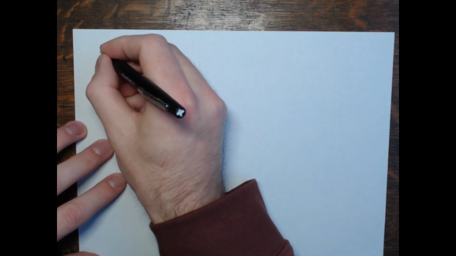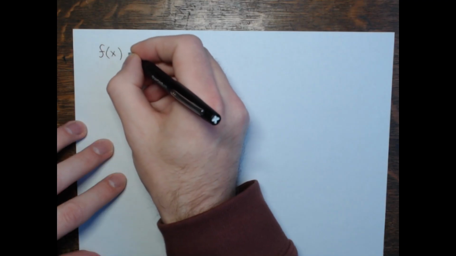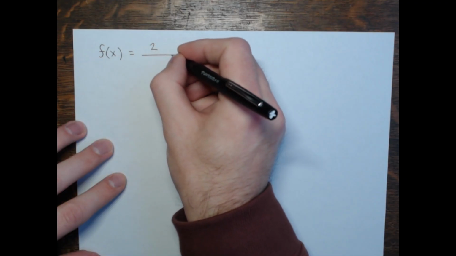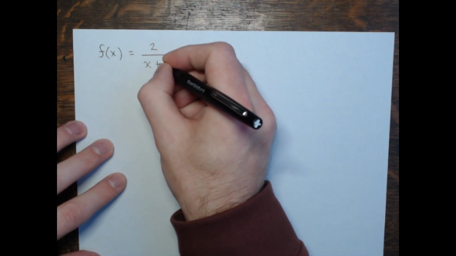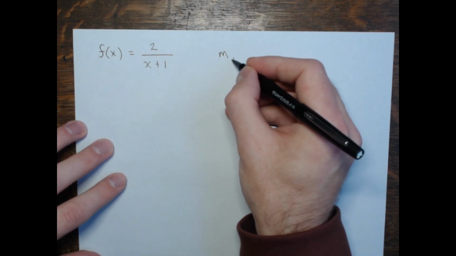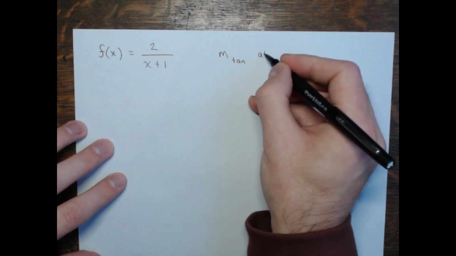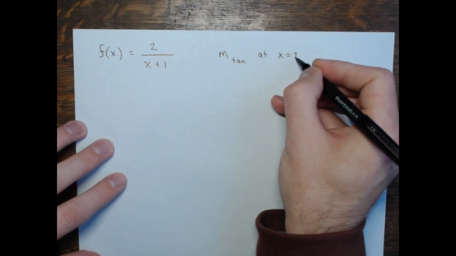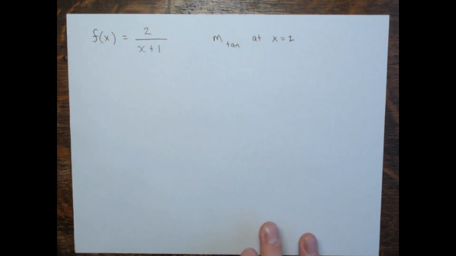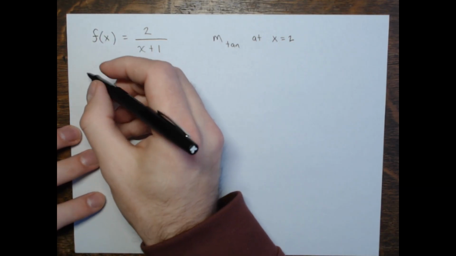So here's our function, f of x is another simple rational function. You've got 2 in the numerator, x plus 1 in the denominator. And we want the slope of the tangent line at x equals 2. All right, so because I'm not drawing a graph this time, I'll write out that definition.